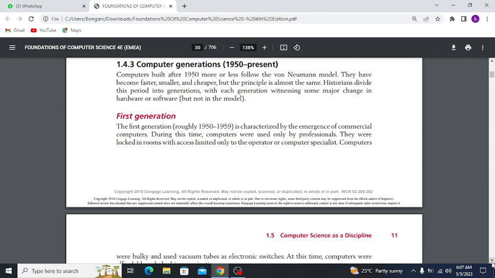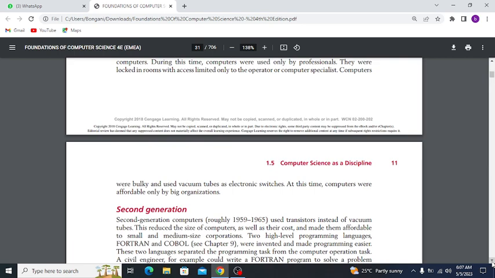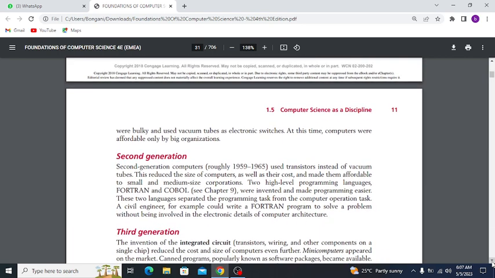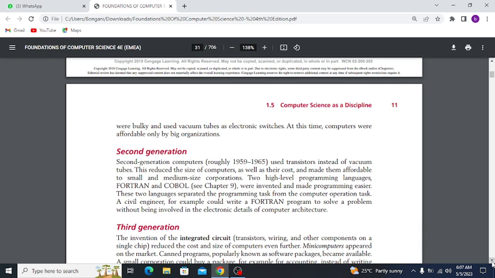Computers were bulky and used vacuum tubes. This first generation is the one that used vacuum tubes, so a computer could fill a large room. At this time, computers were affordable only by big organizations. It's only big companies which could afford these computers, and they required large storage because the computer was a big machine. In this generation, vacuum tubes were used as electronic switches.